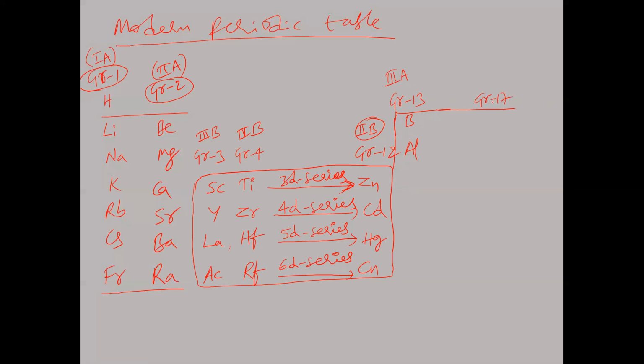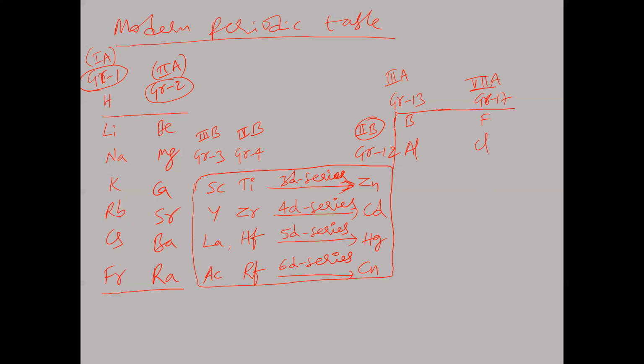Group 17. So group 17 means Roman number 7A. The Roman number 7A elements are fluorine, chlorine, bromine, iodine, astatine. All these elements are called group 17 elements, halogens.